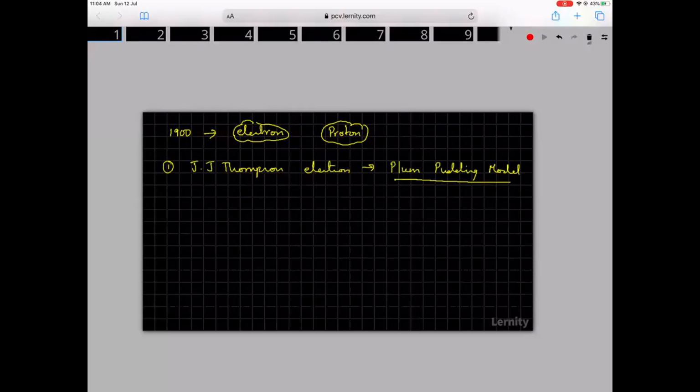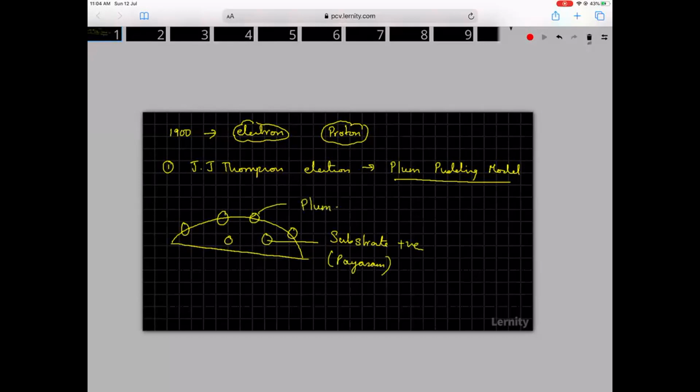According to this model, any atom consists of a basic structure, a basic substrate. Substrate means basic matter, like payasam. In this, the payasam is positively charged, and embedded in it there are negatively charged particles. That is nothing but the plum; in our case, it is basically the kishmish or draksha. So this was the first model of an atom.